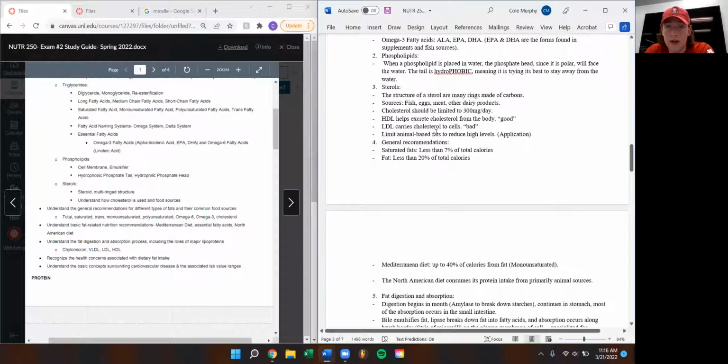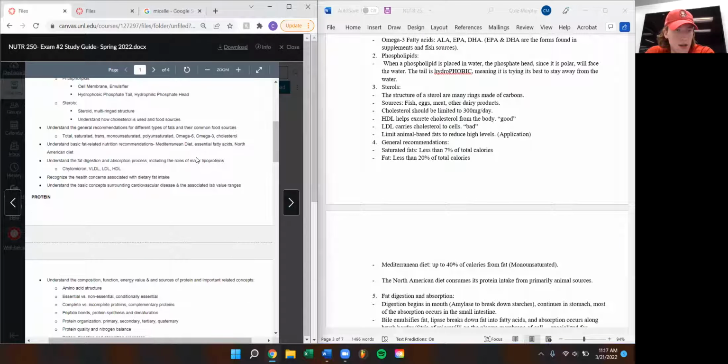And so how you would reduce high levels of cholesterol, one example that I have here is just limit animal-based fats. So again, knowing the sources here. Just limiting meat can help to reduce your cholesterol levels. Moving on to general recommendations of these fatty acids, the lipids.